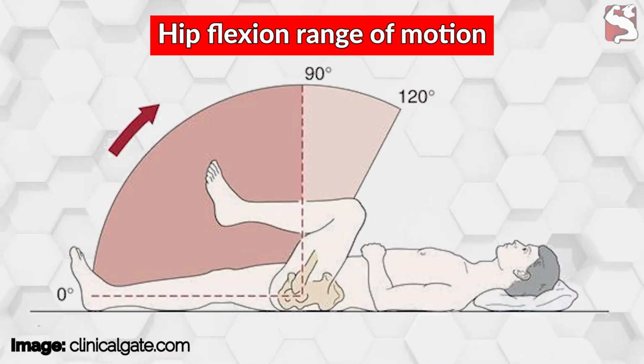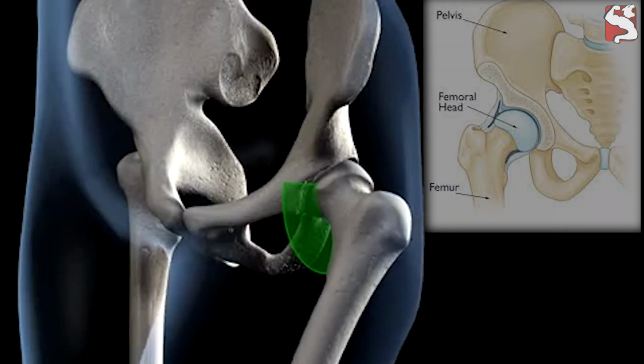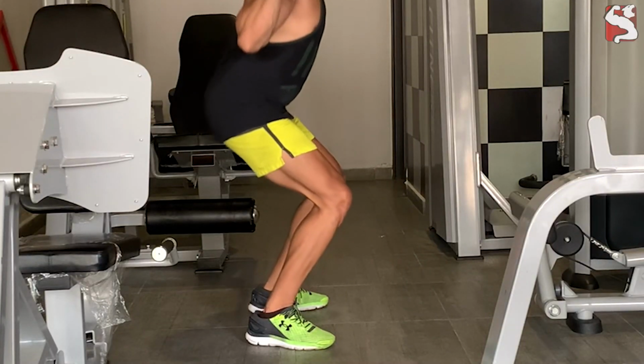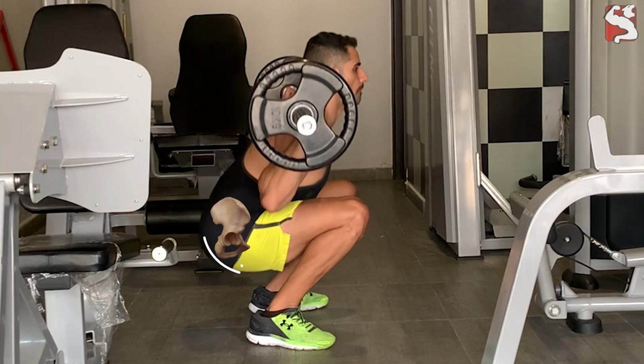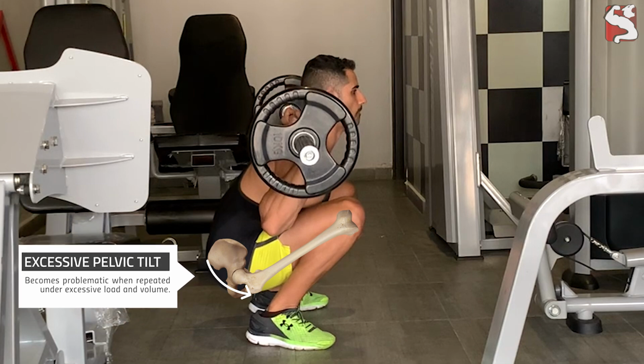Normal hip flexion range of motion is approximately 120 degrees on average. This is the angle when the femur touches against the pelvis. When you squat deeply past this angle, the pelvis posteriorly tilts, allowing more room for the femur to flex. While this is a naturally occurring phenomenon, an excessive posterior pelvic tilt can potentially become problematic when it gets repeated under excessive load and volume.